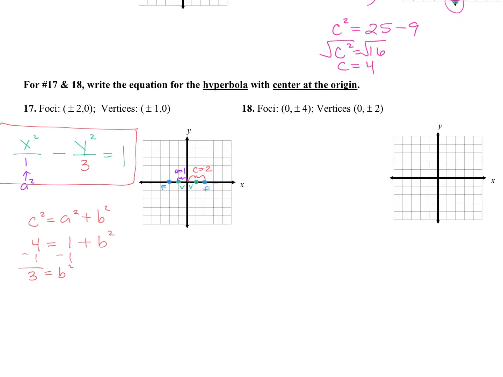Number 18. Foci at 0 plus or minus 4. Vertices at 0 plus or minus 2. Might not quite finish this today. We'll see.